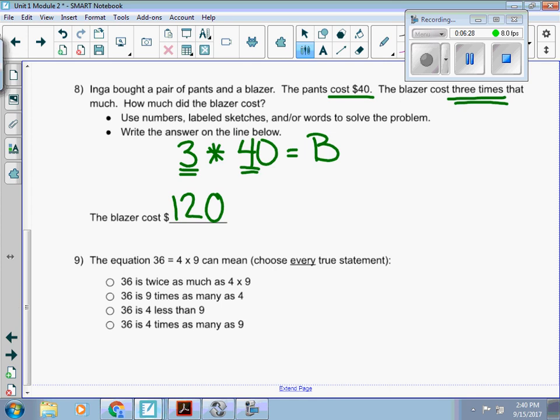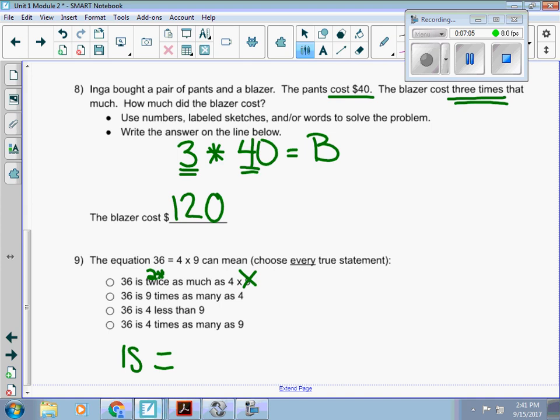And last, number 9. The equation 36 equals 4 times 9 can mean what? It says choose every, which is a good indication that there's more than one. On all of them, I see 36, and then I see the word is. Well, we talked in class that the word is is the same thing as an equal sign. So my first one, 36 is twice as much as 4 times 9. Well, nowhere in my problem do I see twice, which is 2 times, so I know that cannot be it. 36 equals 9 times as many as 4.